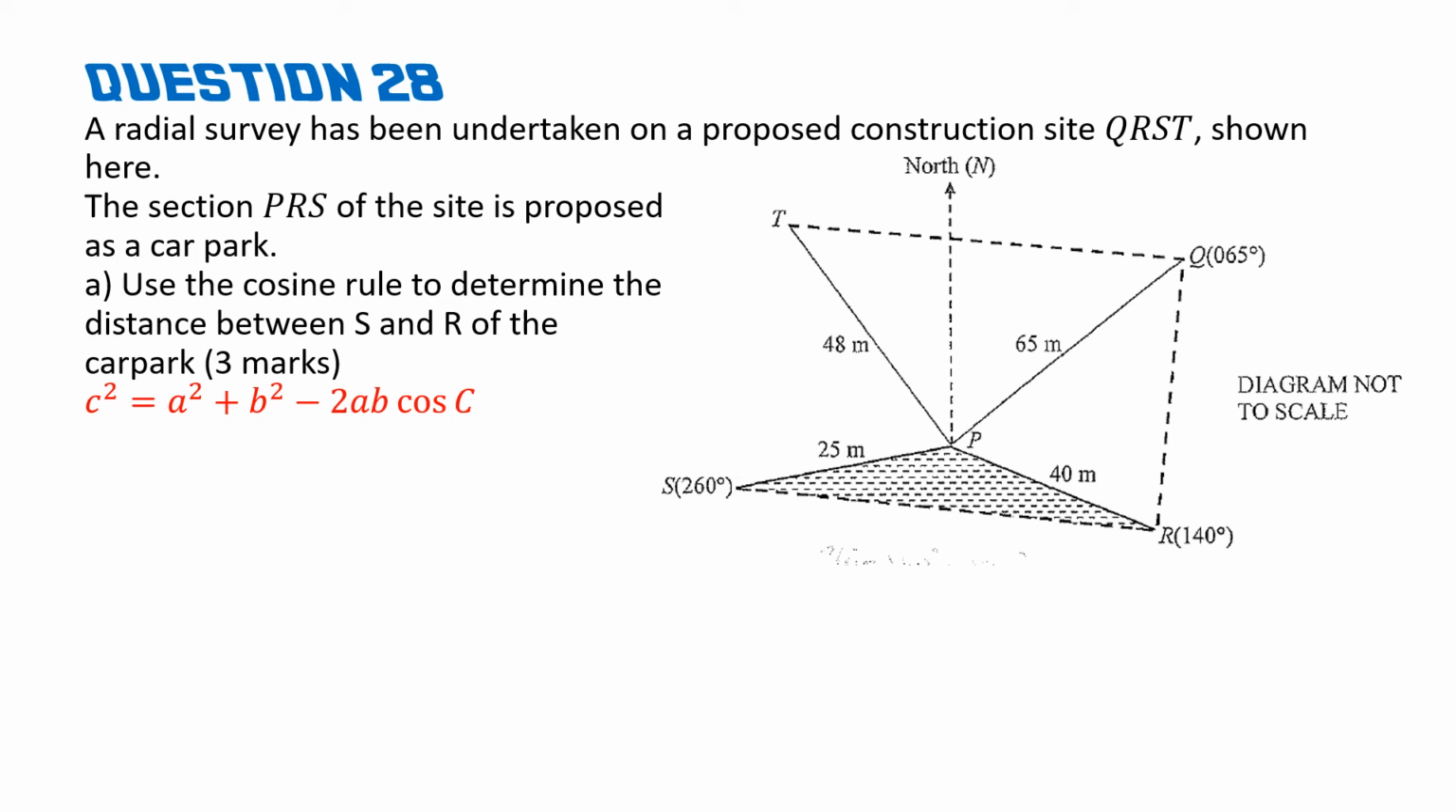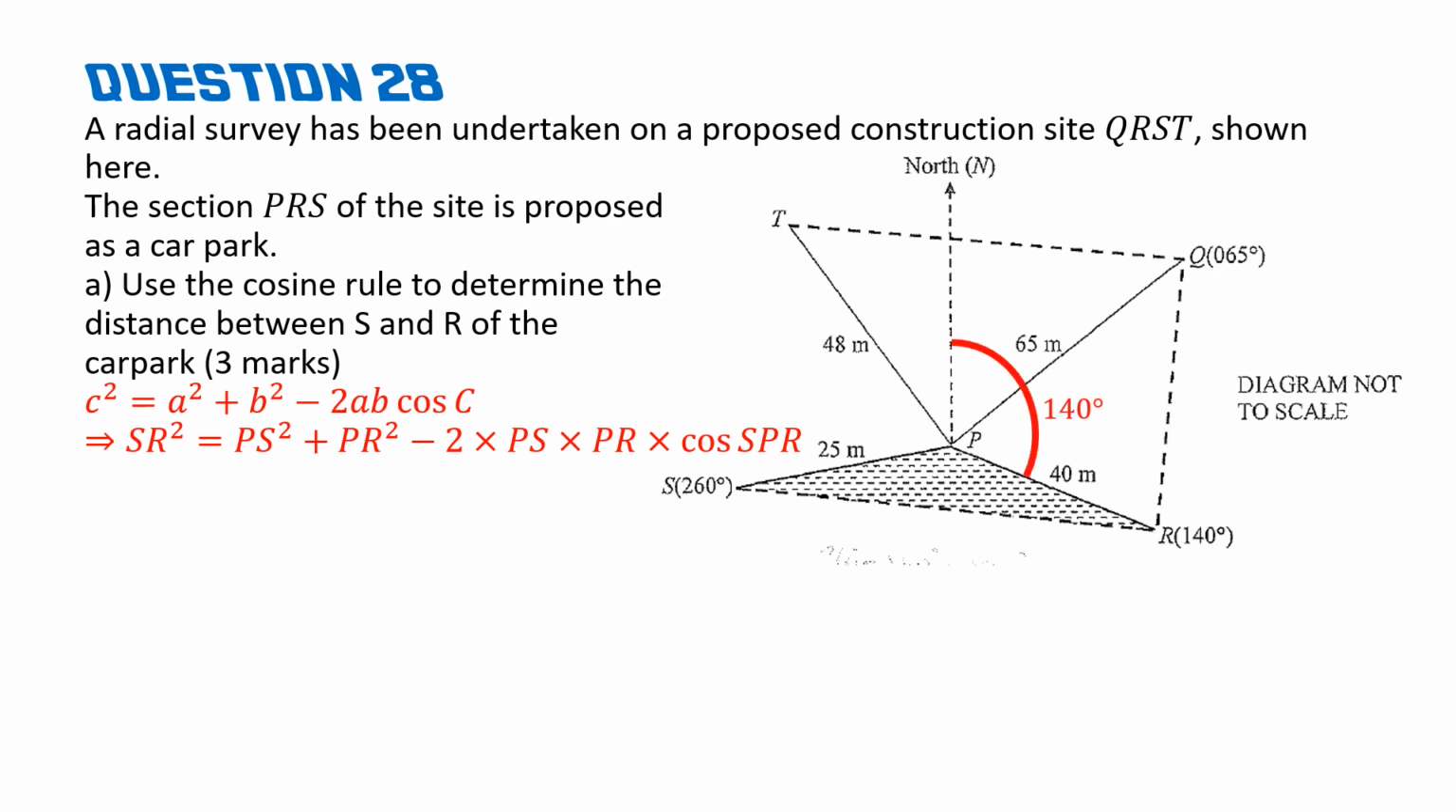Now we want to find the length SR, so SR is going to be our C. It doesn't really matter whether we use 25 as A or as B, because the other one's going to be 40. So C is going to be SR. A, or let's use PS on the left, and then we'll use PR for B on the right. So then it's going to be minus 2 times PS times PR times the cos of that angle across from the side length that we want, SPR. So we need to find out that angle. That's the piece of information we don't have.